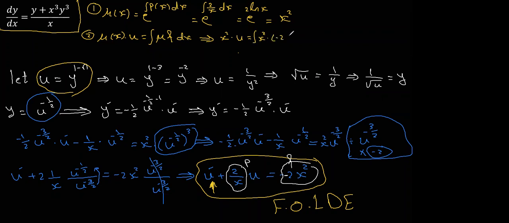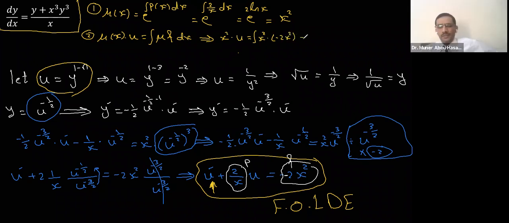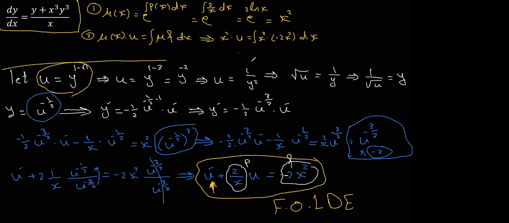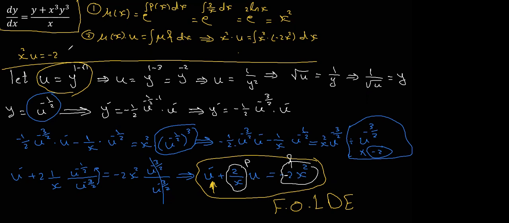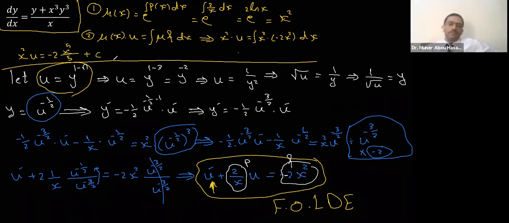Negative 2x squared. You are right. How to find this integral now? It will equal negative 2x to the 5 over 5. Yes, so it is x squared u equal the negative 2 outside, and this will be x to the 4. And the integral of x to the 4 is what? X to the 5 over 5. X to the 5 divided by 5 plus c, you are right.